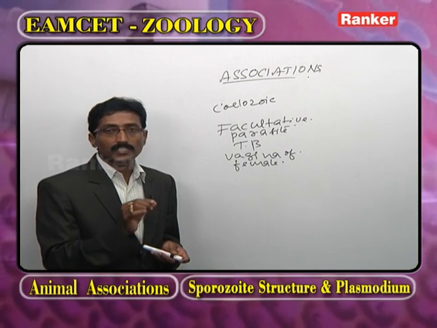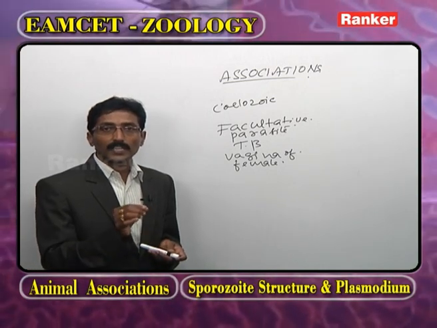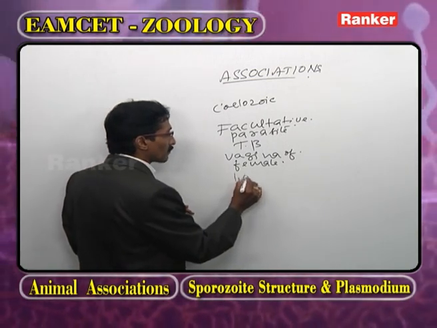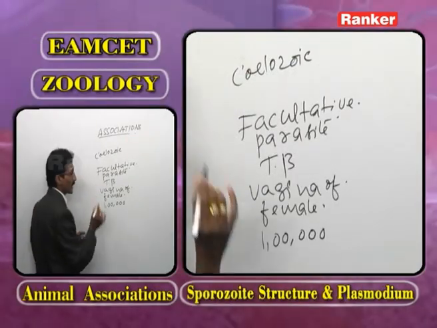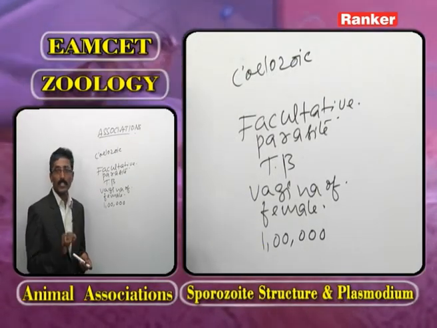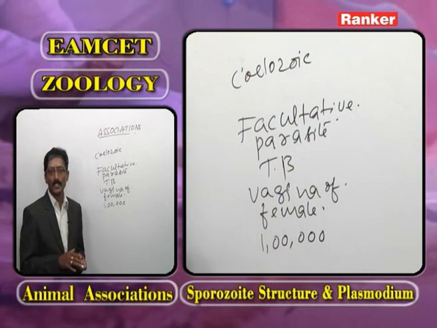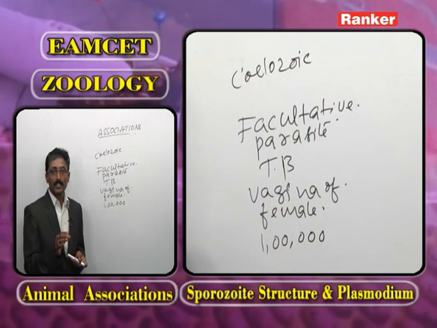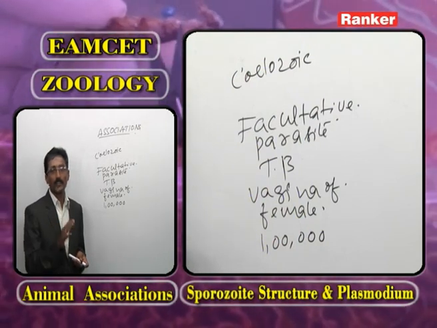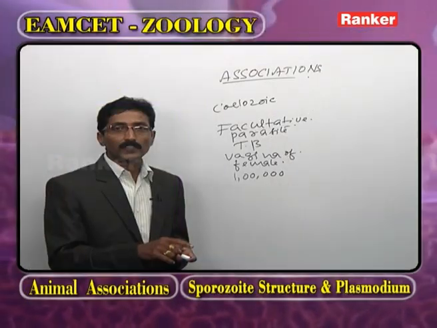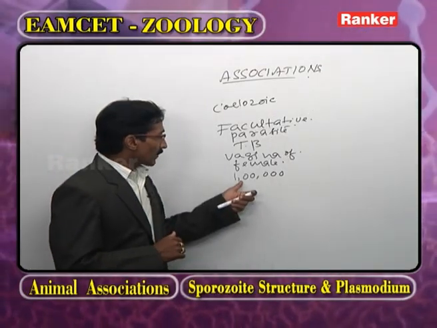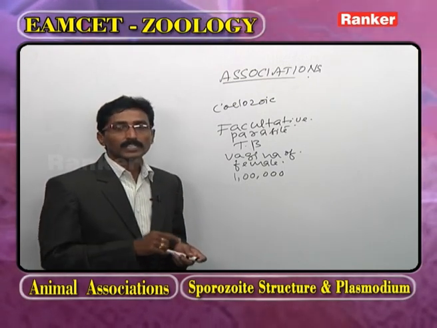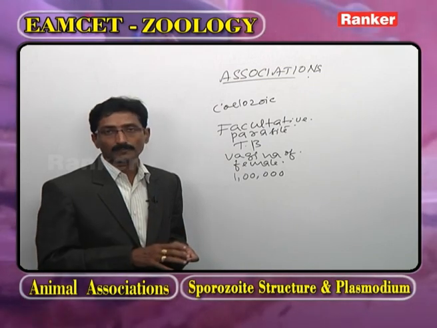But here is one interesting point. Escherichia coli, no doubt, is an endocommensal. It does not cause any harm to the host. Here Escherichia coli is the beneficiary, and man is neither benefited nor harmed. But whenever the Escherichia coli number exceeds 1 lakh, the human being gets diarrhea.